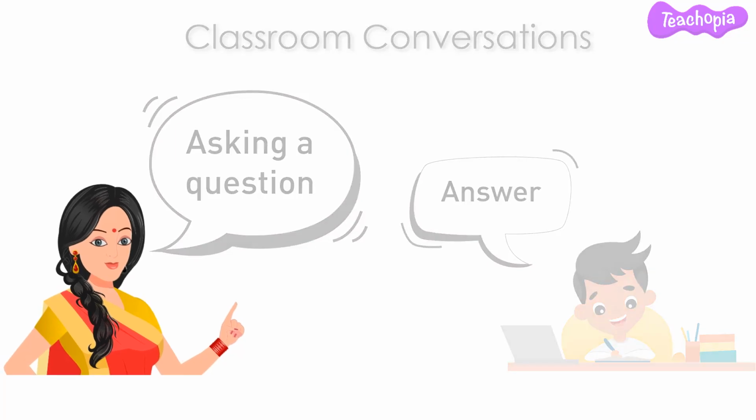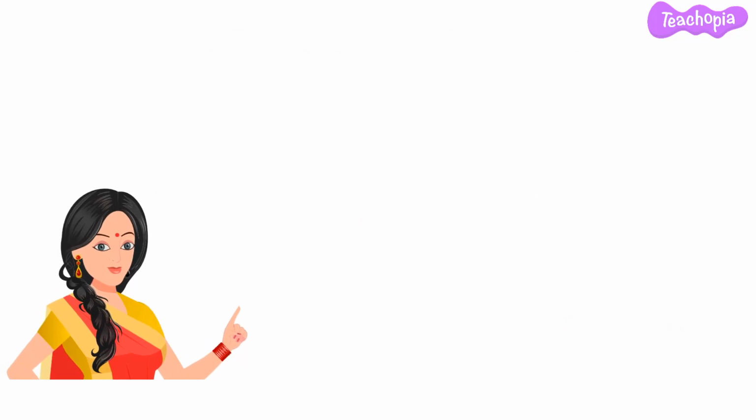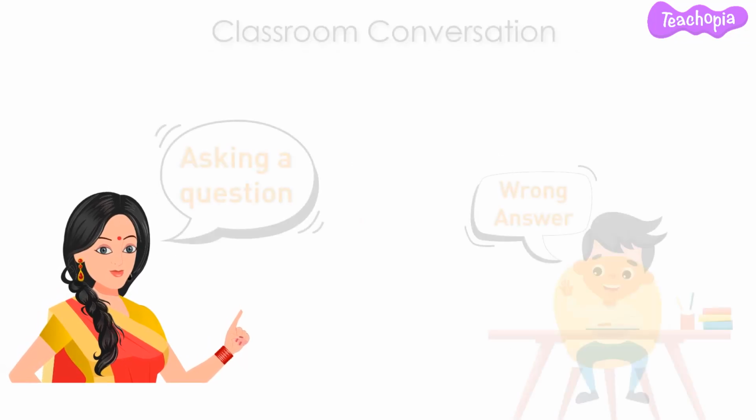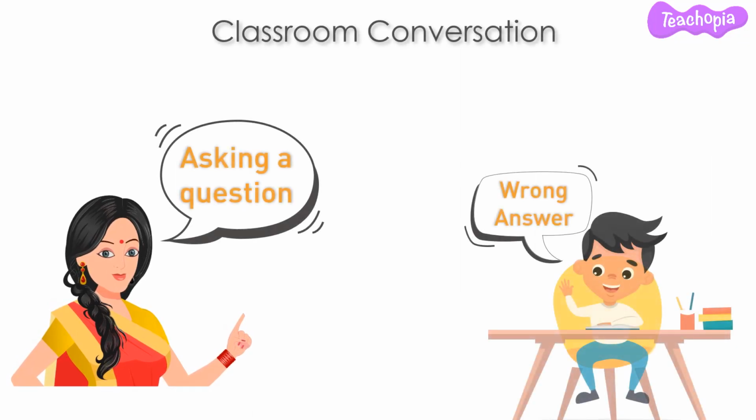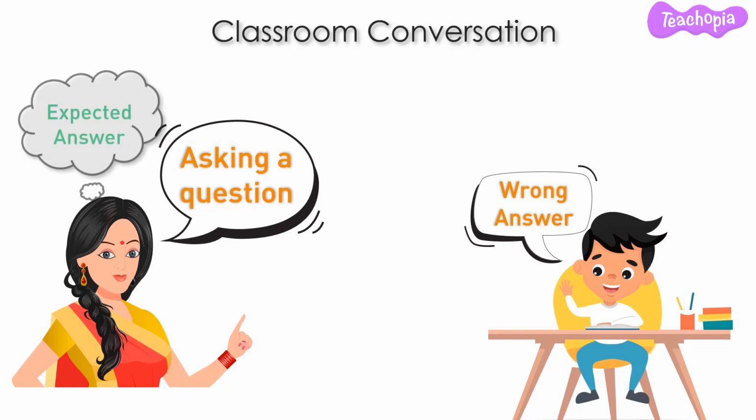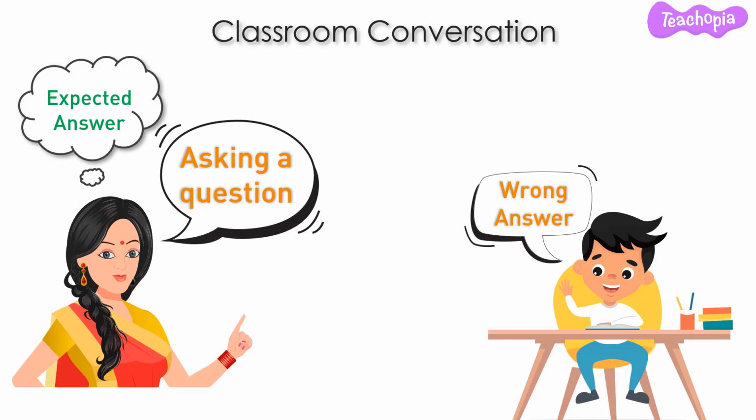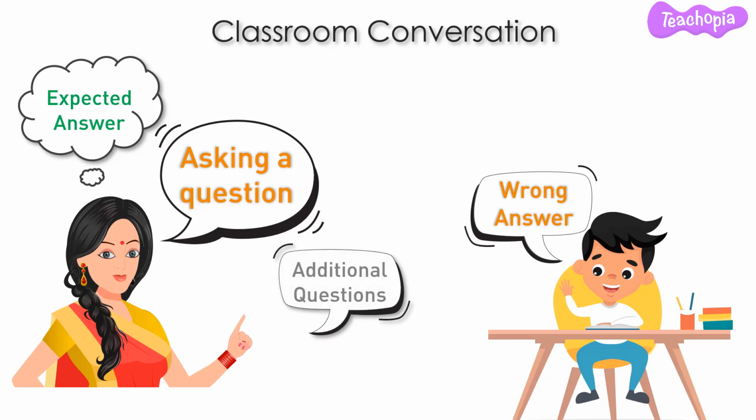However, what actually ends up happening is the teacher will ask a question, but the students might give different types of answers. Some of them may be partially right, some of them may be completely incorrect, some of them might not even answer. And this is different from the expected answer that the teacher has in her mind. So what does the teacher do? The teacher has to use additional or follow-up questions to help the child understand what she's asking and arrive at the expected answer in her mind.